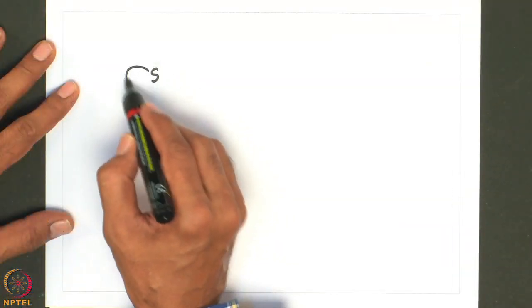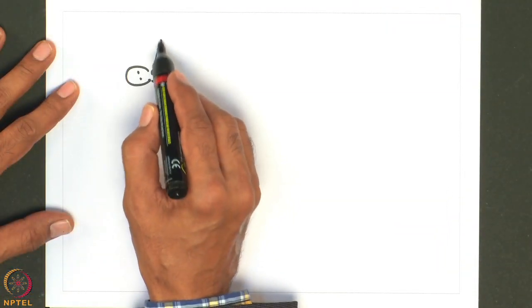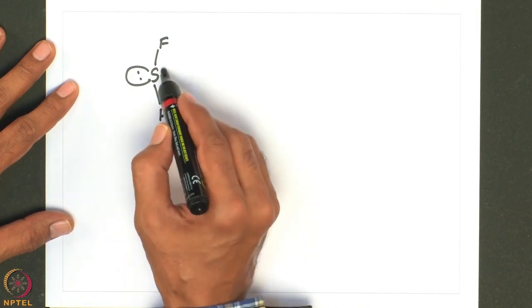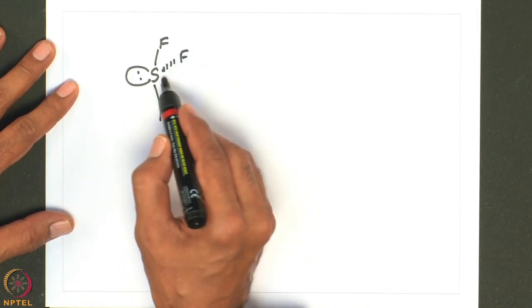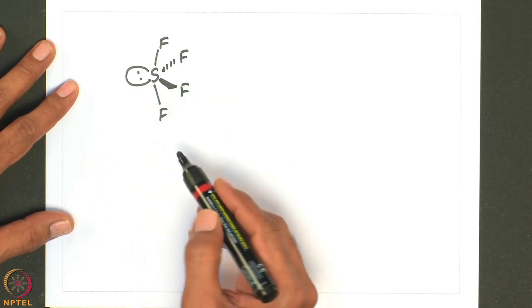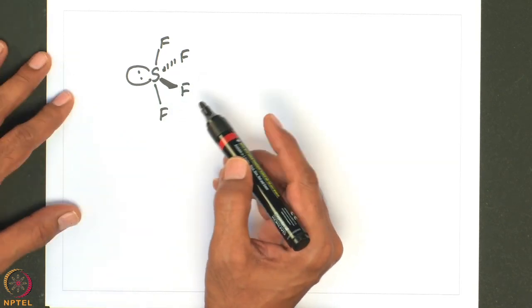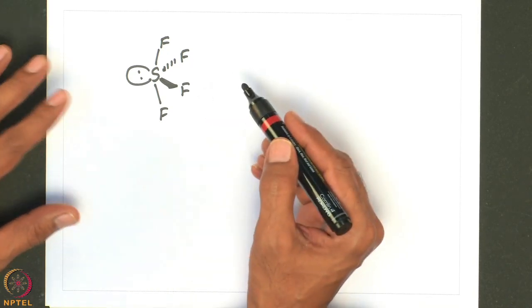Most of the people who have learnt VSEPR theory are quite familiar with the structure of SF4, and also I had discussed the structure of SF4 while dealing with the structure and bonding concepts in earlier lectures. However, let me write the structure of SF4 here. Okay, see this is like seesaw type structure, and also SOF4 has trigonal bipyramidal structure.